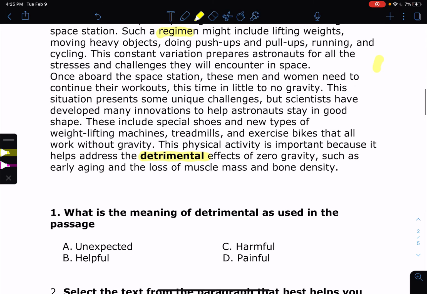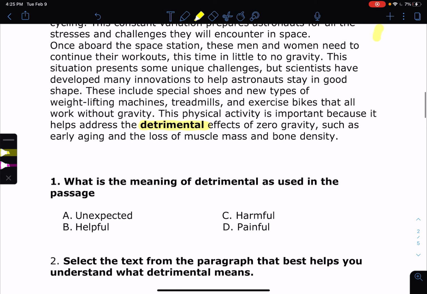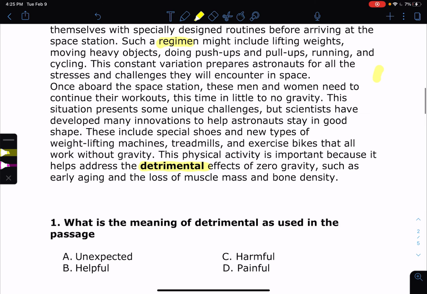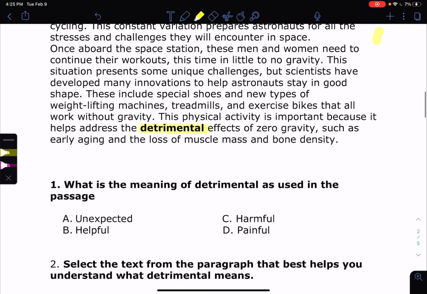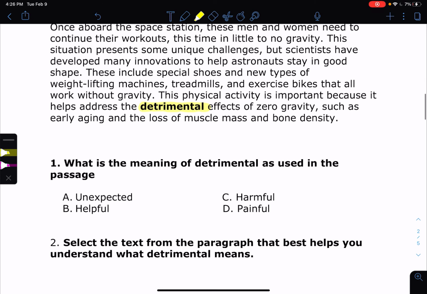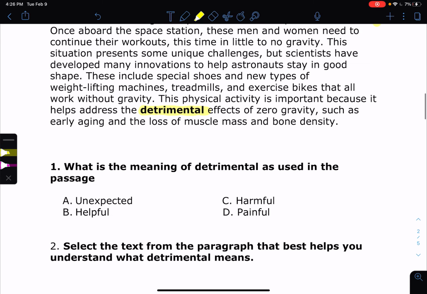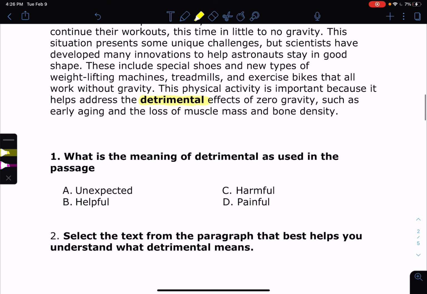This situation presents more unique challenges, but scientists have developed many innovations to help astronauts stay in good shape. So it sounds like NASA has developed these activities to keep astronauts in shape or to keep them healthy. This includes special shoes and a new type of weightlifting machine, treadmills, and exercise bikes that all work without gravity. Here we go, we're getting to the word. This physical activity is important because it helps address the detrimental effects of zero gravity.